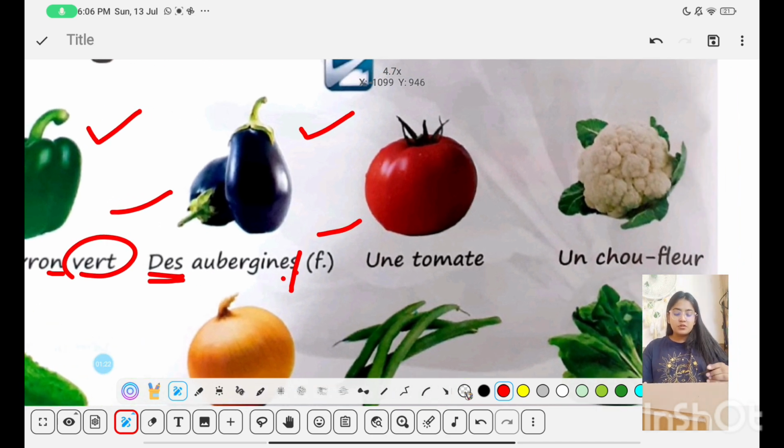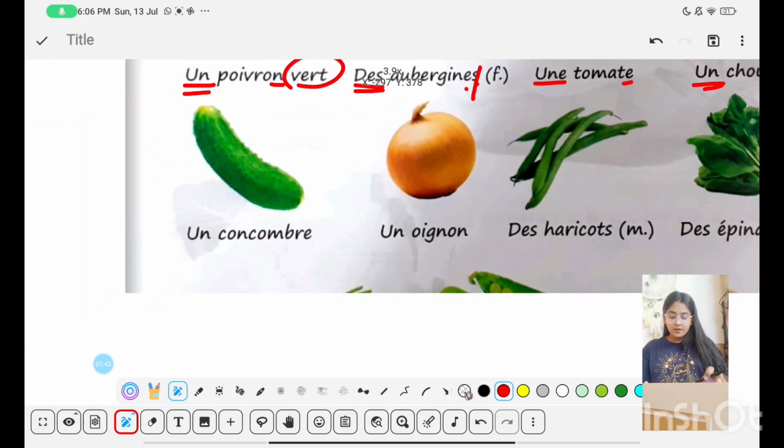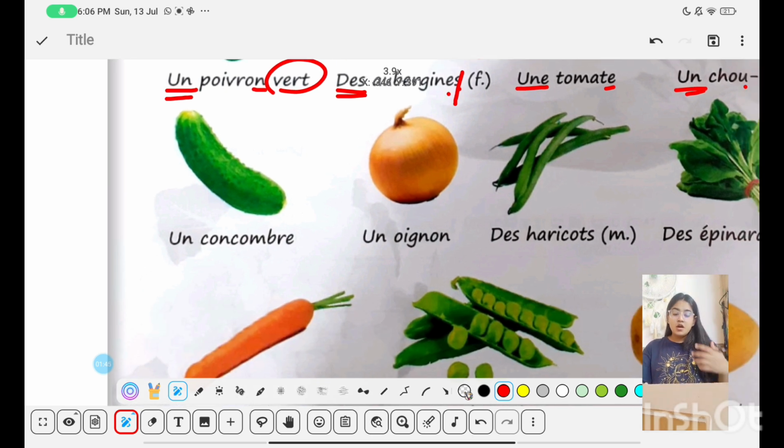Okay, moving on to une tomate. Une tomate. Ending with e, hence the article une, a tomato. Okay, moving on, a chou-fleur. A chou-fleur. U. R. Okay, so that is why, since the last alphabet is not e, it is masculine, a chou-fleur. A cauliflower.